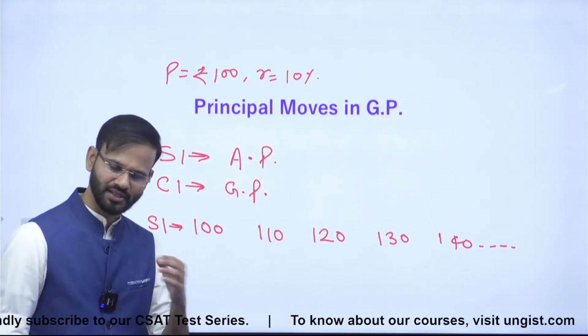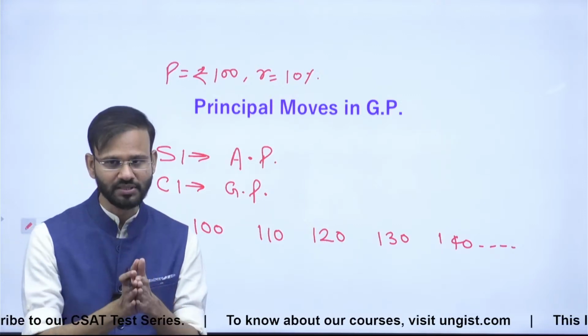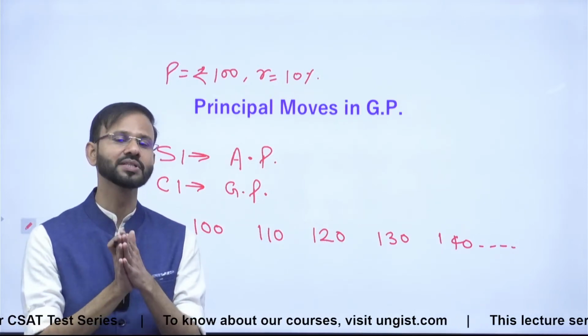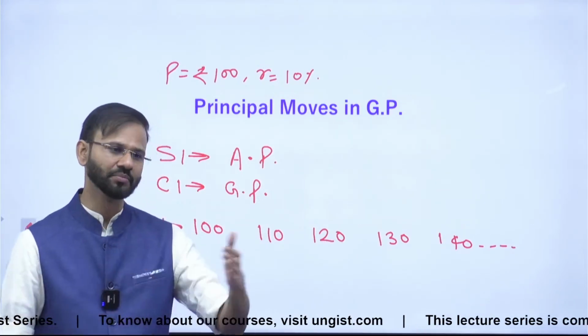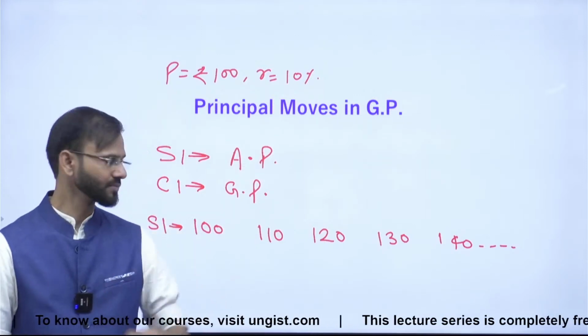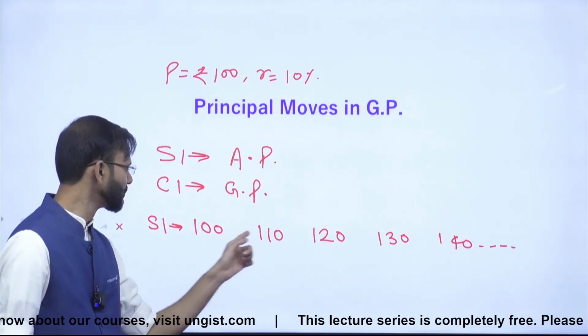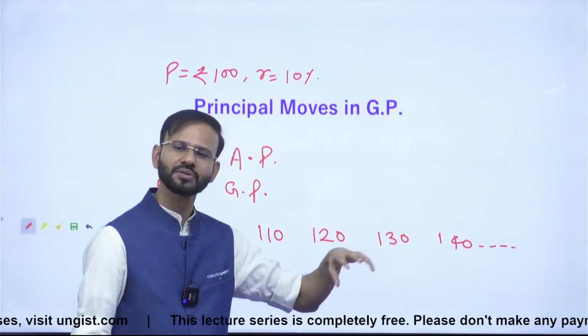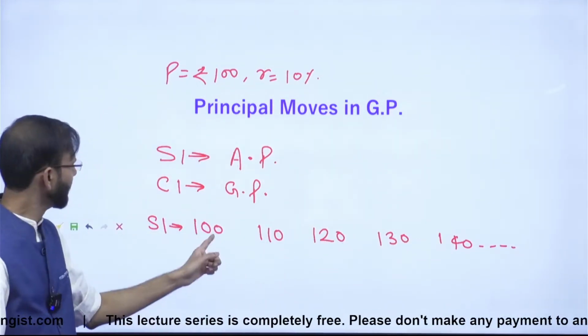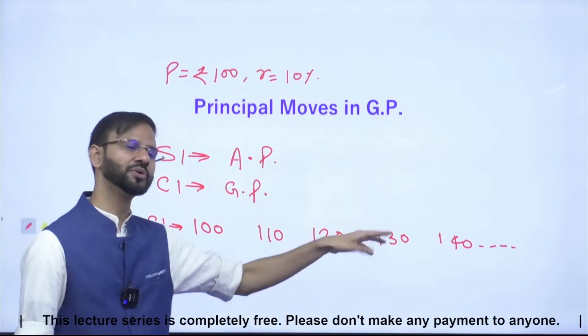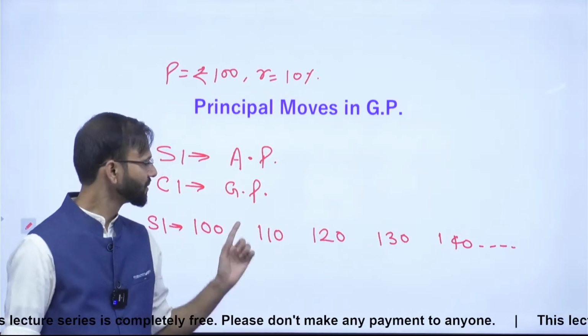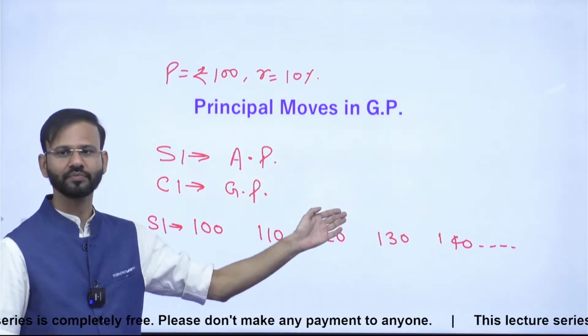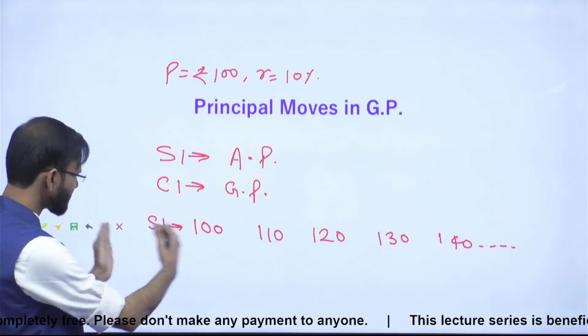Arithmetic progression is a series where the difference between two consecutive terms remains same throughout the series. I repeat, guys, the difference between two consecutive terms remains same throughout the series, right? So here that value is 10, right? Everywhere you will get the difference as 10 between two consecutive terms, right? So this is an arithmetic progression. Fine. This is the simple interest scheme.